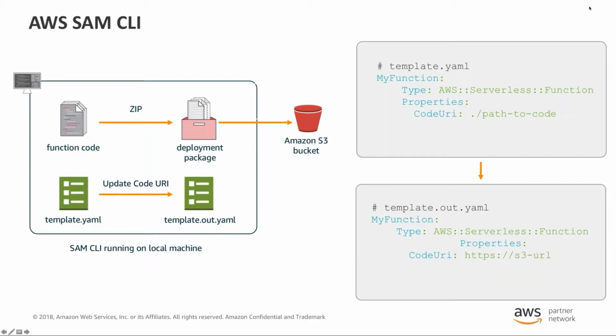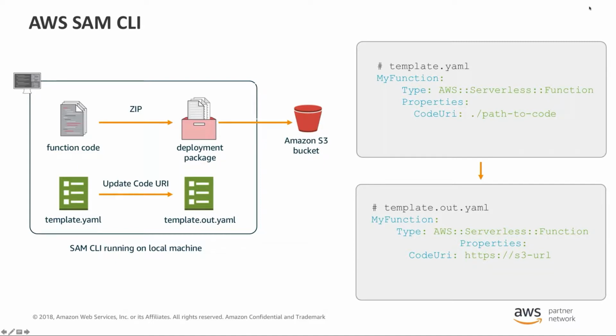It will only do that upload if things have changed within an individual function, and then it'll orchestrate that across all of the different functions that are defined within your template. So if you have multiple Lambda functions defined in a single template, SAM will take care of managing the deployment of all of those. And then it'll update the template. It'll create an output template that points to the location in S3 where that code was uploaded.